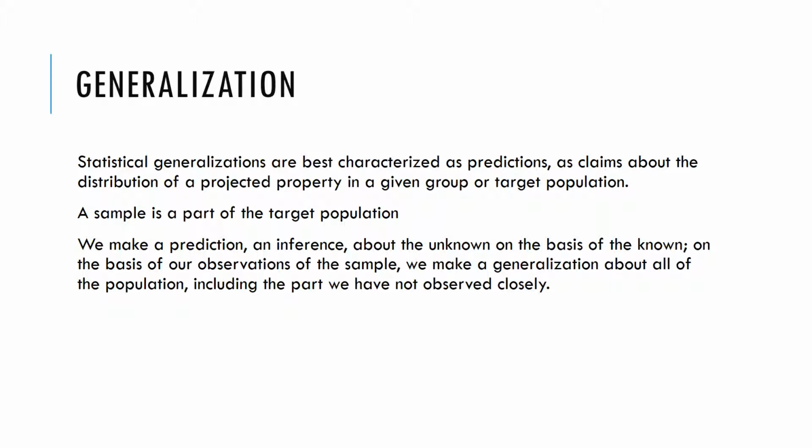In fact, statistical generalizations are best characterized as predictions, as claims about the distribution of a projected property in a given group or target population. A sample is a part of the target population. We make a prediction, an inference, about the unknown on the basis of the known. On the basis of our observations of the sample, we make a generalization about all of the population, including the part we have not observed closely.